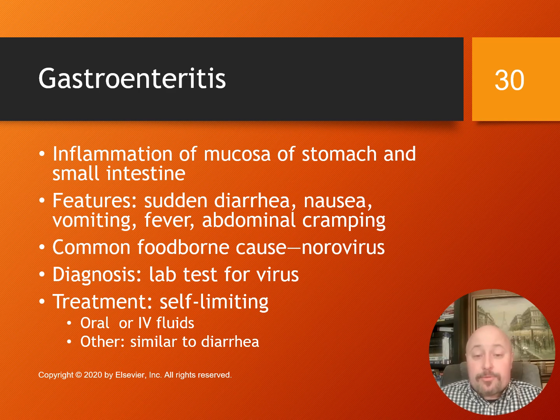Gastroenteritis. This is an inflammation of the mucosa of the stomach and small intestine. It features sudden diarrhea, nausea, vomiting, fever, and abdominal cramping, commonly caused by foodborne illnesses such as norovirus. Diagnosed with lab tests specifically for that virus, and the treatment may be self-limiting, oral or IV fluids, and other treatments similar to diarrhea.